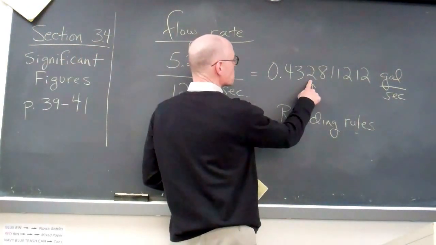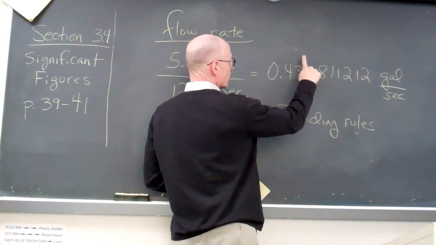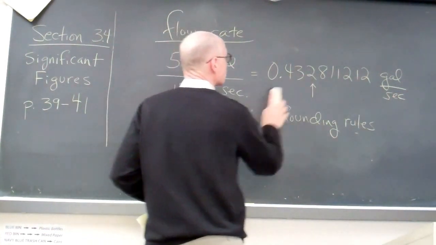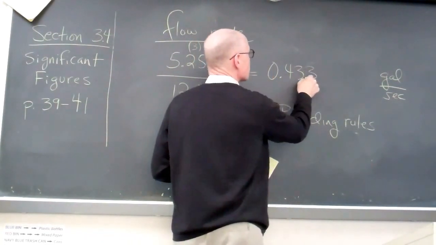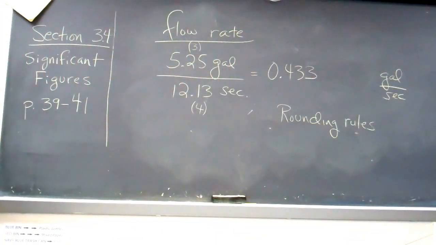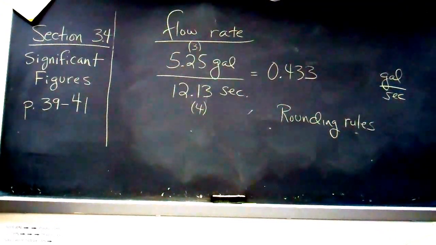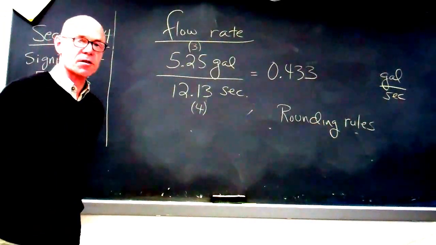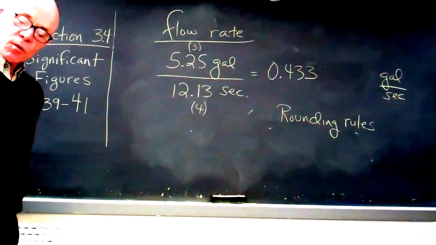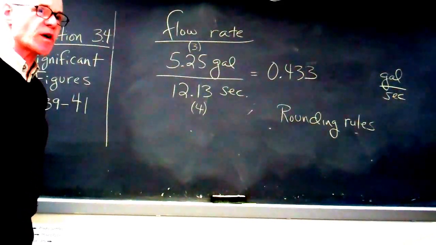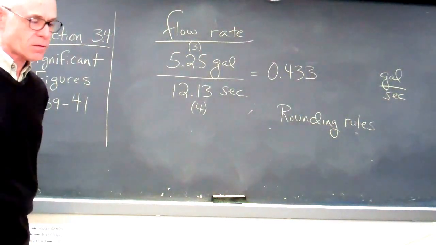So you're going to be rounding the 2. You look to the right, that's 5 or greater. So you're rounding this digit up. So the correct expression for this answer is 0.433. Your answer has 3 significant figures. So this rule makes sure that you're not expressing your answer to a greater accuracy than you achieved in your measurements.